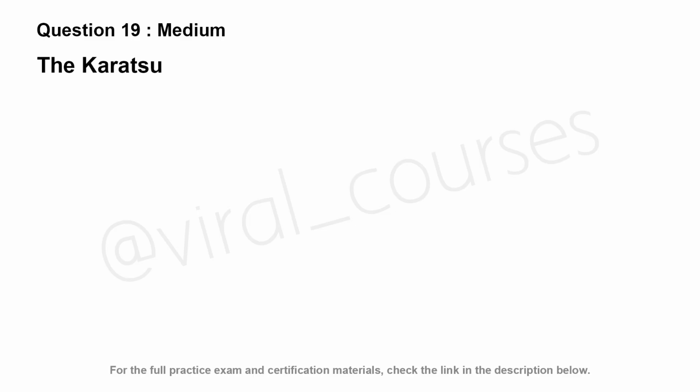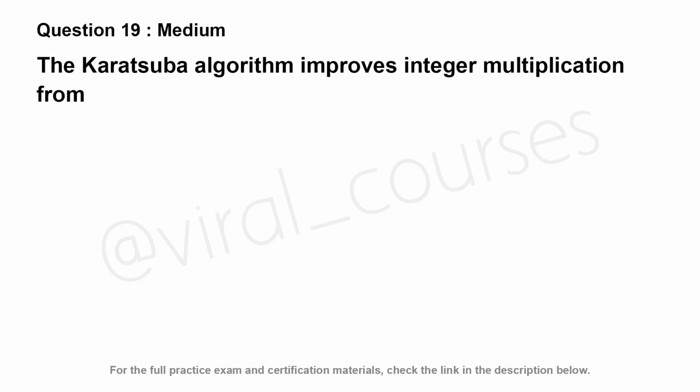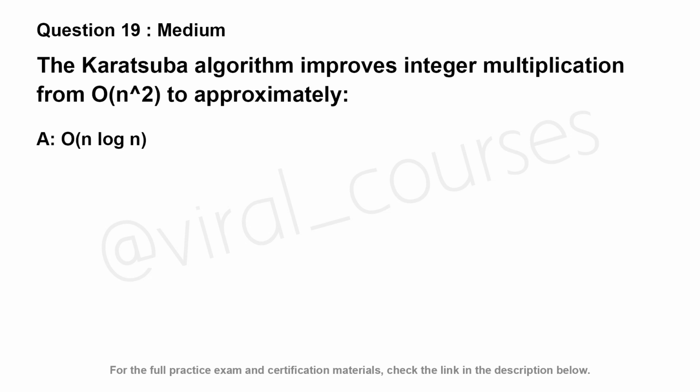The Karatsuba algorithm improves integer multiplication from O(n squared) to approximately what? Option A, O(n log n). Option B, O(n^1.58). Option C, O(n^1.41). Option D, O(n).